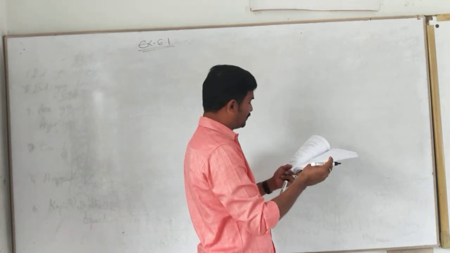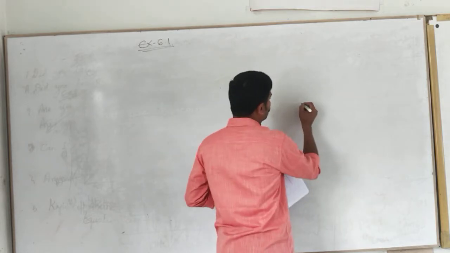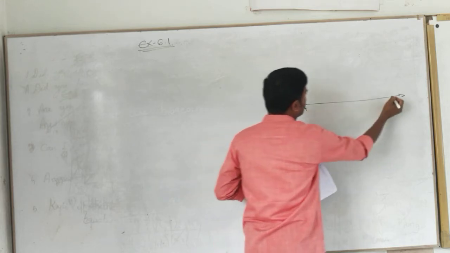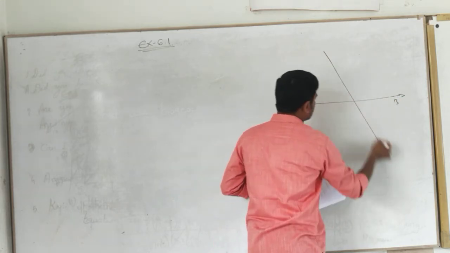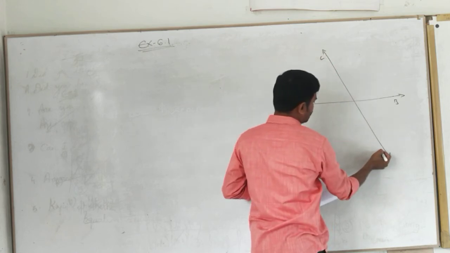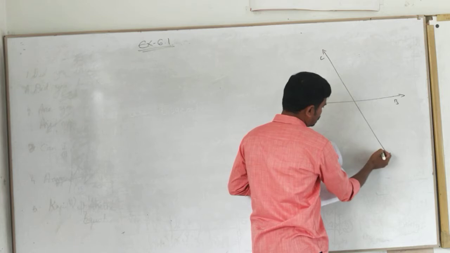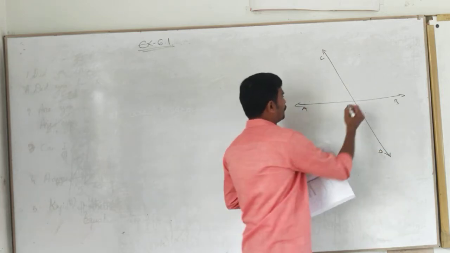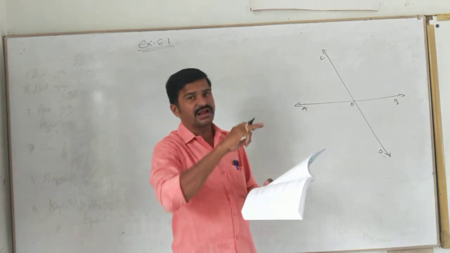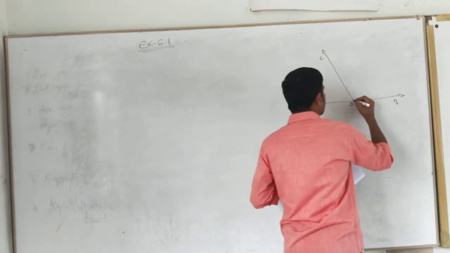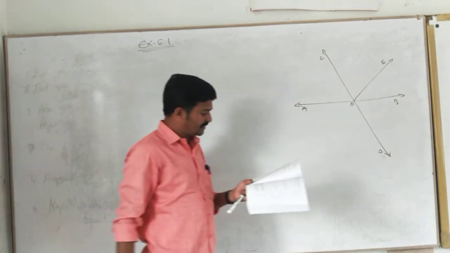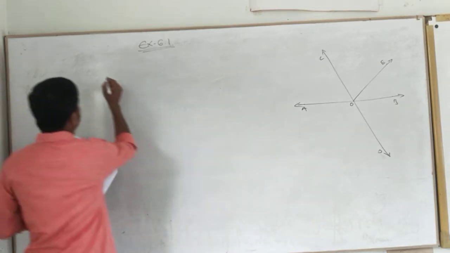Now look here. There are two lines, children. One is AB, this is the AB line, and another one is CD, this is the CD line, which intersect at O. And from O, he has drawn another ray also, the ray OE. Okay, this is the diagram. Are you clear?